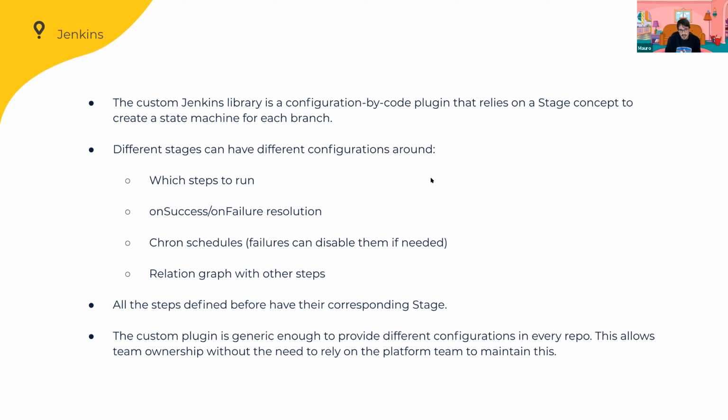So all the steps defined are for the corresponding stage, and the custom plugin is generic enough to provide different configurations in every repo. So we don't need to worry about changing the library if we need any changes. This allows for really good team ownership. So every team owns their own pipeline and needs to own their own changes. It's true that the platform team is helping us on evolving this and helping in these efforts, mainly the build, test, and deploy team, which is part of the platform. But it's also true that teams have the power to maintain this and do any changes.